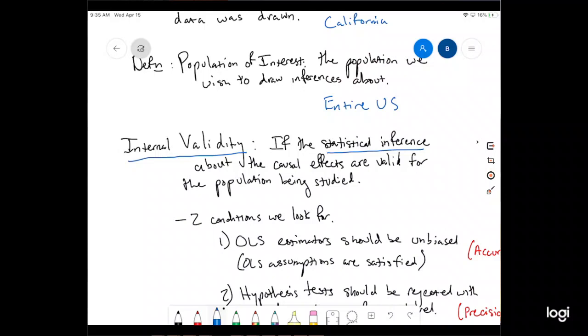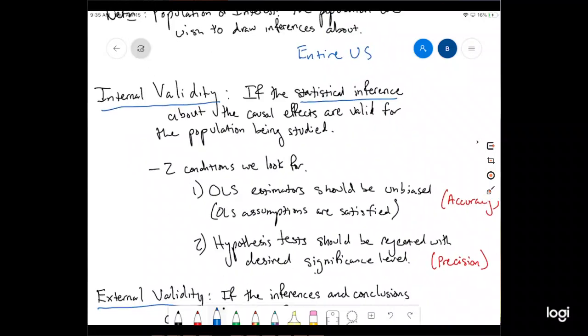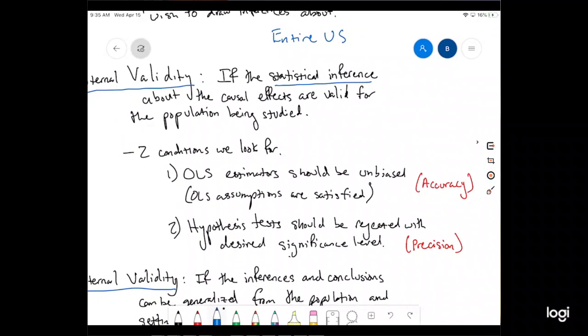For internal validity, we look for two things, two conditions. We look for the OLS estimators to be unbiased, or we want the OLS assumptions to be satisfied. We might think of this as the accuracy. We know that there's a population parameter out there, beta 1, and we want to make the argument that beta 1 hat, our estimate, is accurate. It's unbiased.